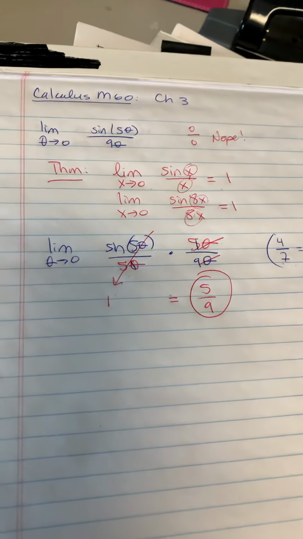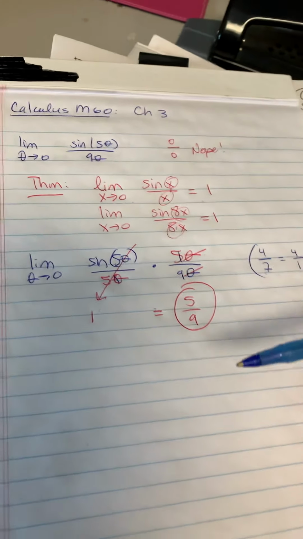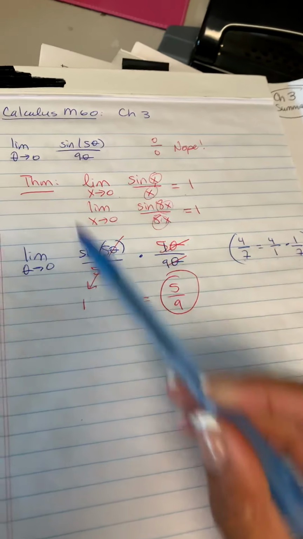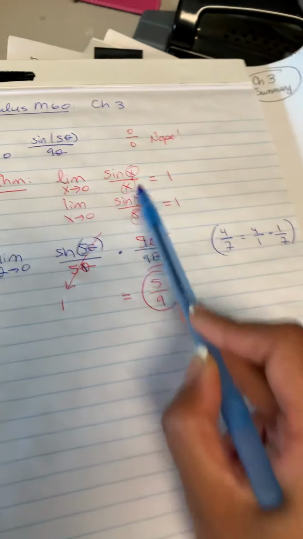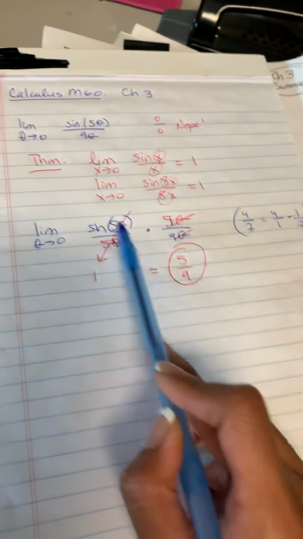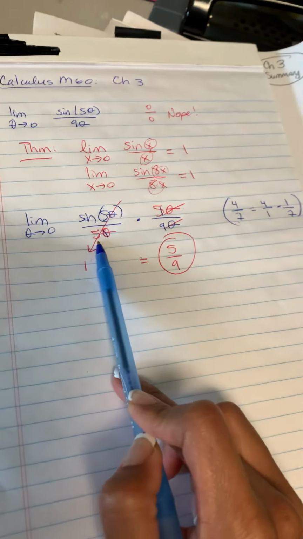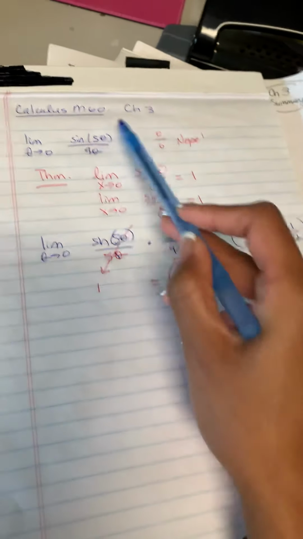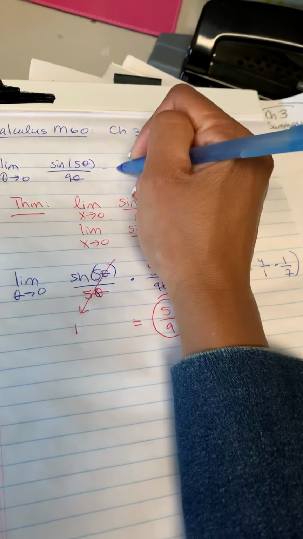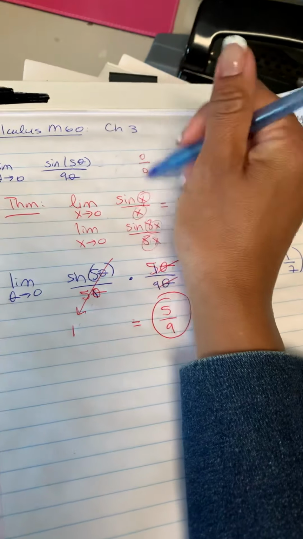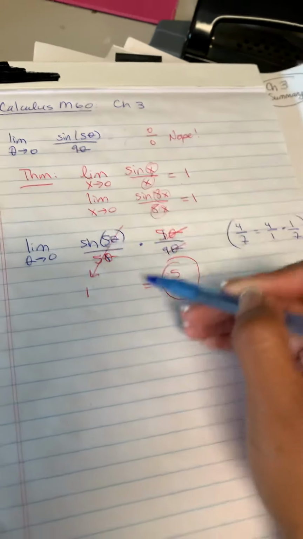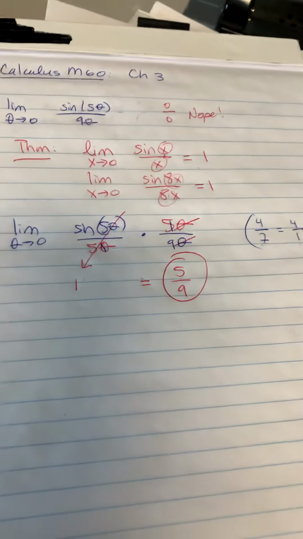Just a heads up, if you see this on an exam, I need to see the steps. I need to see that you use this theorem by splitting the fractions and putting 5 theta on the bottom and 5 theta on top. I don't want an answer that just says this equals 5/9, because that will give you no credit. I want to see the work written up. Let me know if you have any questions.